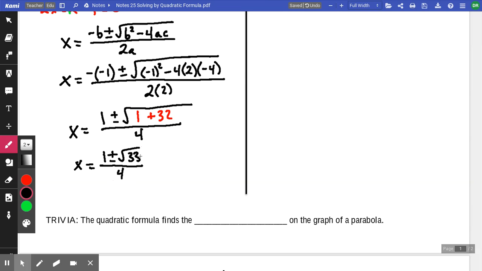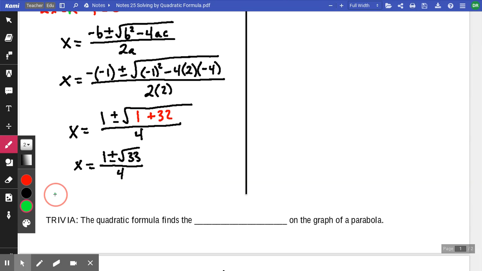Things we should ask ourselves are, do we know the square root of 33? If we do, we should calculate that. If not, we actually are going to finish from here. This is our final solution: 1 plus or minus the square root of 33 over 4. And it's okay to write it this way. It's actually pretty standard, but it's kind of hard to see for some of us that we have two solutions.